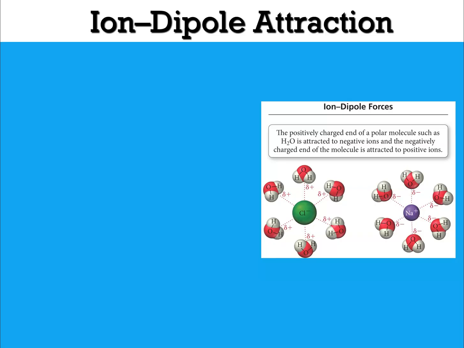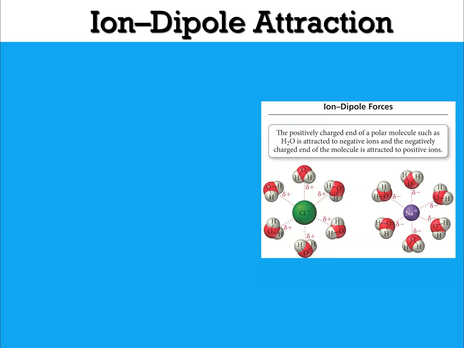Alright, the ion dipole attraction. What happens when we dissolve ionic compounds into water? Well, obviously, water molecules will be attracted to a full permanent charged thing, or charged ion. The larger the charge, the greater the attraction, either a larger negative or a larger positive.